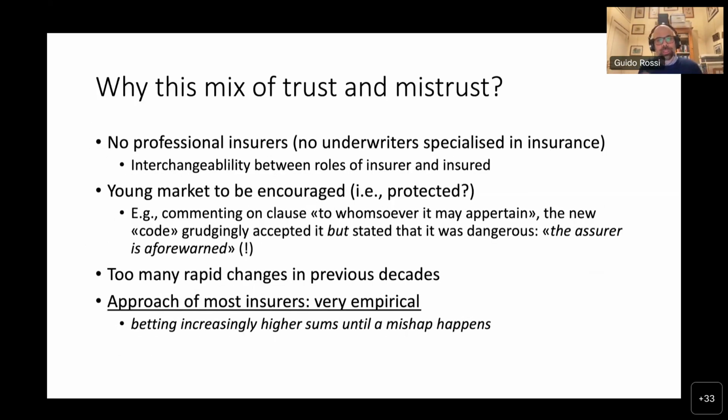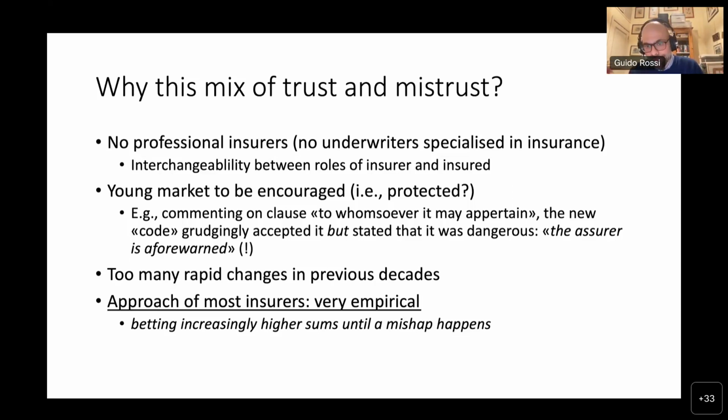Now, why do we have this very strange mix of trust and mistrust in the insured party? The reason is to be found in the London market at the time. It's a young market. It's a market in which you don't have any professional underwriter. There is no professional insurer. So nobody specializes only in insurance. And what is the insured of today can easily become the insurer of tomorrow. So you can easily swap places. In some policies, you find someone as insurer. In other policies, he is taking out insurance himself.